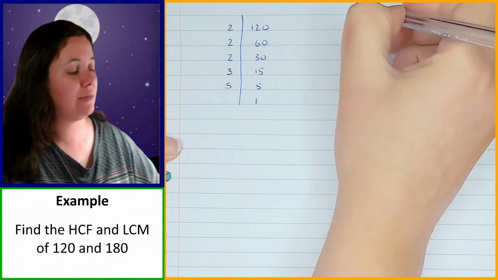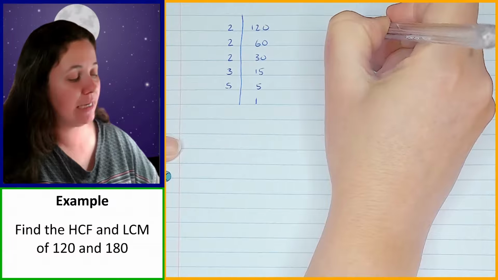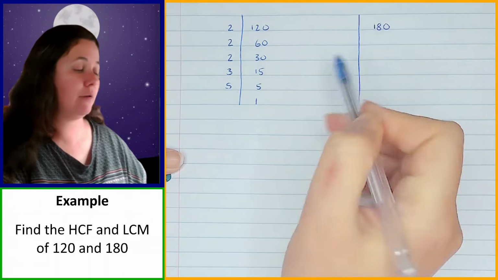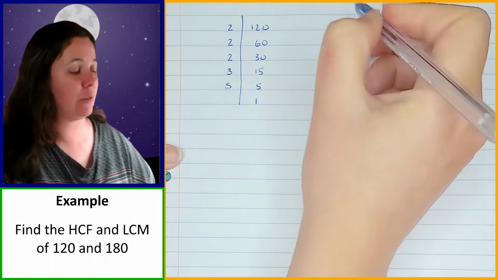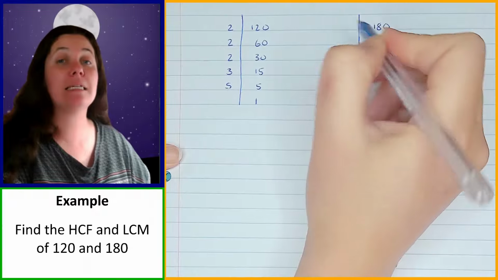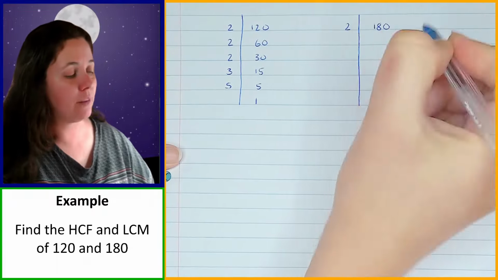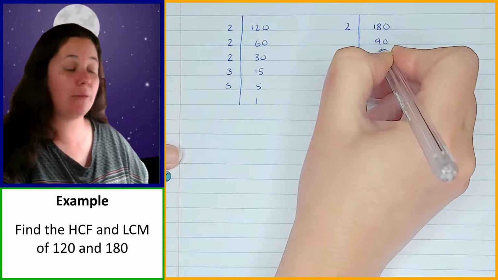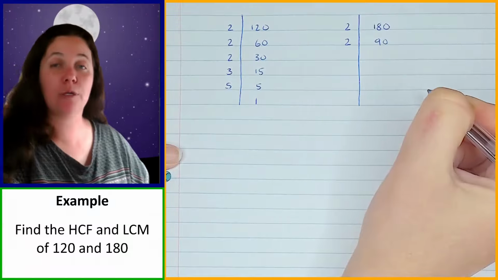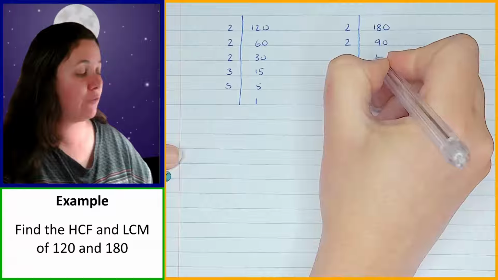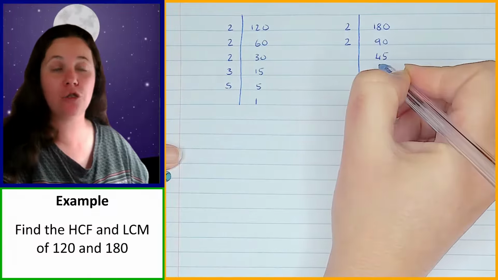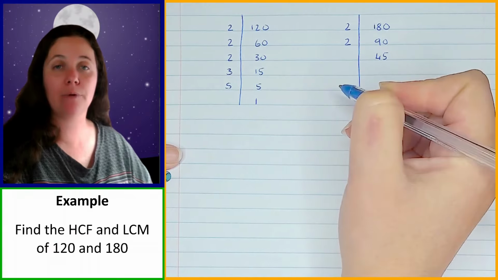Now I'm going to do the exact same thing for 180. So I'm going to take 180 and work out what the ladder looks like. First of all, 180 is an even number, so I'm going to divide by 2. That gives me 90. Then I still have an even number, and that means I can divide by 2 again. That gives me 45. Now 45 is not an even number, so I can't divide by 2, so I'm going to go on to my next prime number, which is 3.